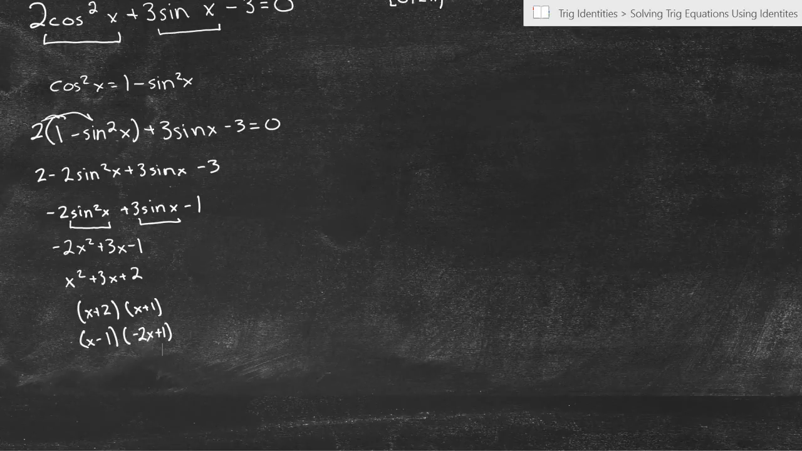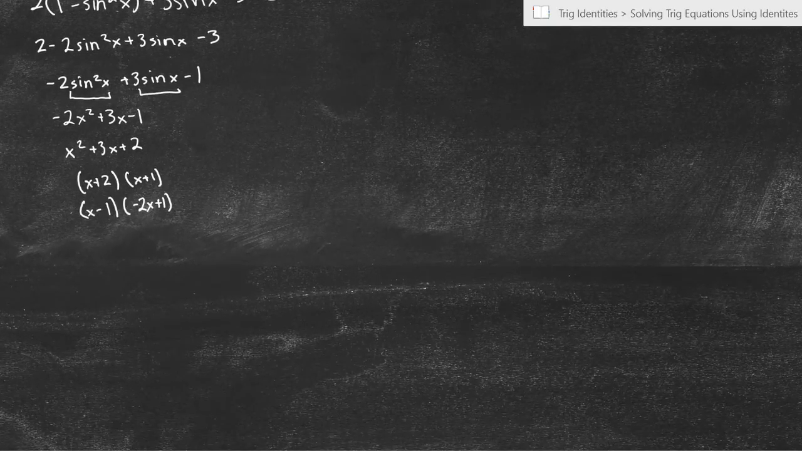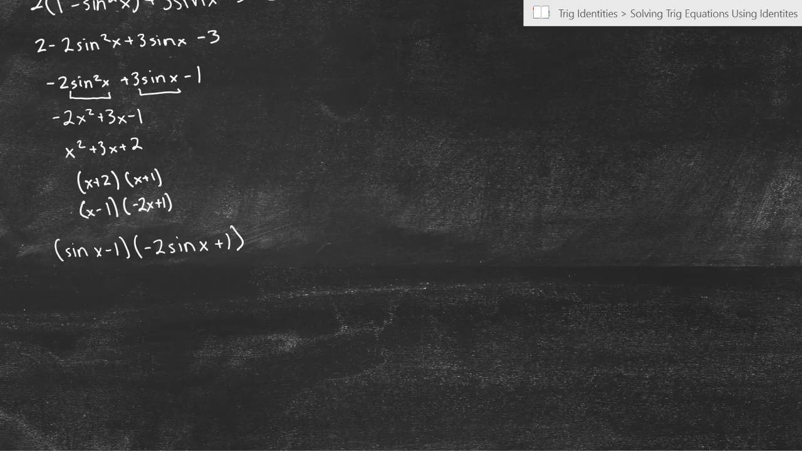And now I can plug back in my sine of x every time I see x. So I'll get sine x minus 1 and negative 2 sine x plus 1. And now I can set these equal to 0. So sine x minus 1, that's going to be sine x equals 1. Then this one we're going to get negative 2 sine x equals negative 1 because we subtracted that 1, and then divide by negative 2, sine x equals 1/2.